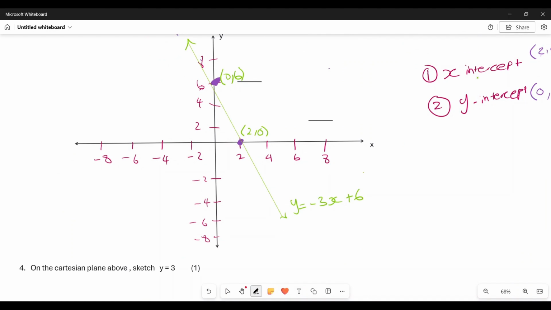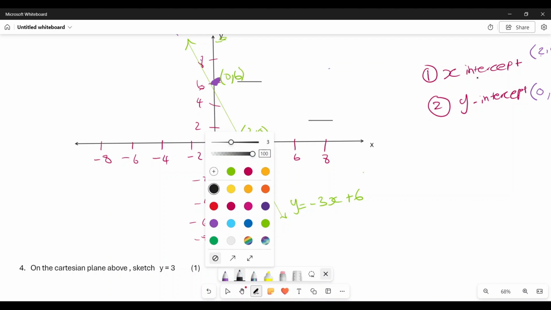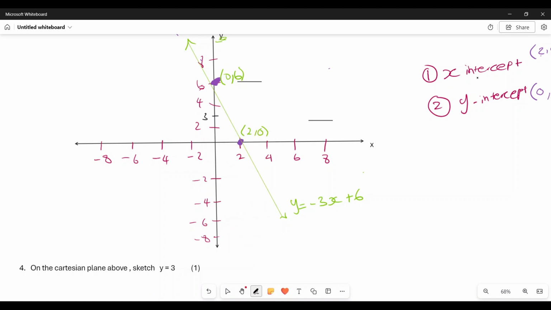Now, the preceding question, they say on a Cartesian plane above, sketch y equals 3. First, let us identify our 3 on our y-axis. Remember, this vertical line is our y-axis, right? So let me plot the point. Our 3 is somewhere here. If this line is y equals 3, it means it passes through this point 3 and it will be parallel to your x-axis like that. So it would look something like this. Here you need to indicate your two arrows, and you would name this graph y equals 3.